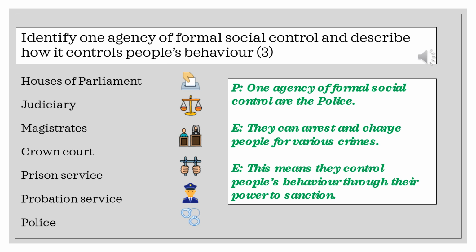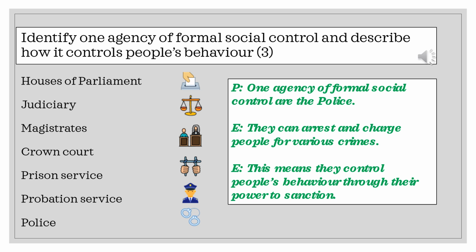So they arrest people, they charge them for various crimes. 2nd mark there. Then I've gone into a kind of evaluation really here. This means they control people's behaviour through their power to sanction. So again, I've used the key terminology. I've used 3 short sentences that shouldn't take too long to write in the exam, particularly when you're in full exam mode. And I've made it really, really clear for the examiner, and hopefully for yourselves there. Now you could have used any of those on the list for formal social control, as long as you've explained what they do accurately and how that affects people's behaviour, how it controls people's behaviour. You should get those marks there and get 3 out of 3.